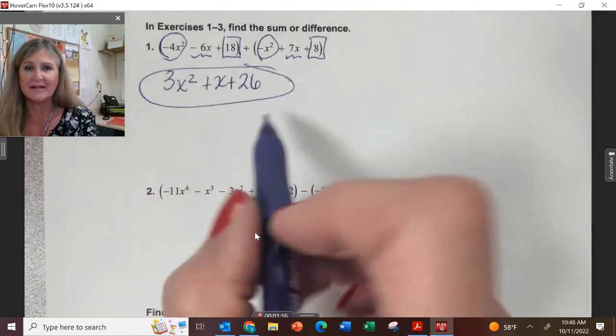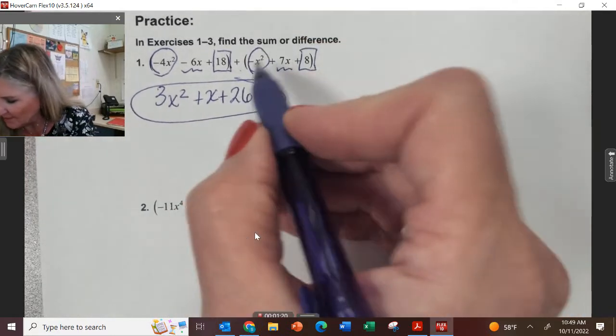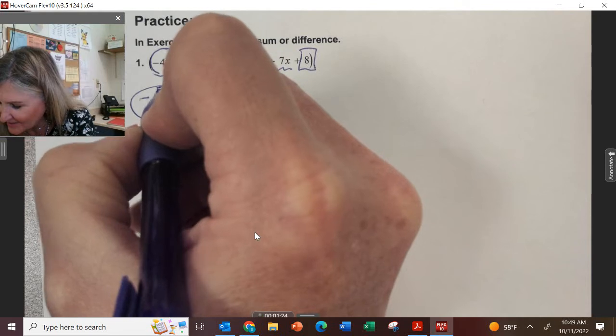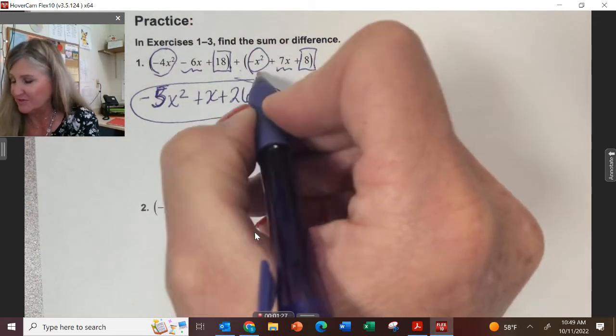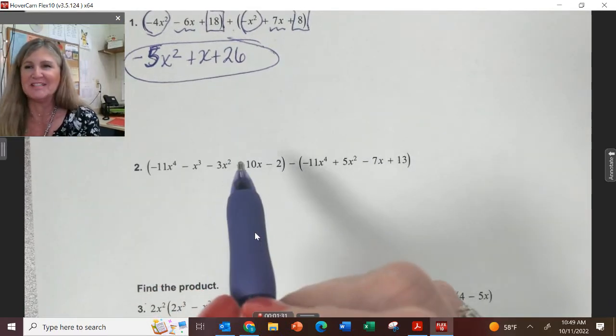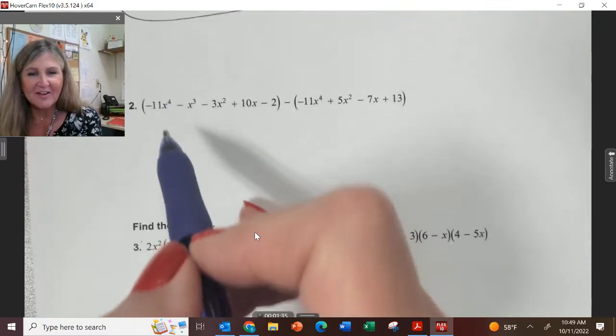Very easy when we're just adding two polynomials. We just are combining like terms. We had negative 4x squared. Oh, hold on. Minus 1x squared was negative 5x squared. Sorry, I saw that as a plus when I put the circle through it, but that's a negative. All right, make more sense now? I saw some looks of confusion. Okay, there we go. Okay, looking at the next one.